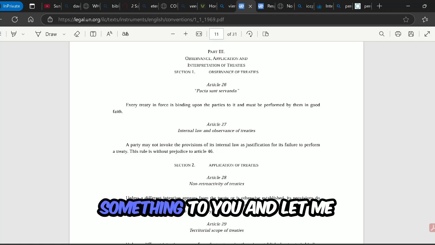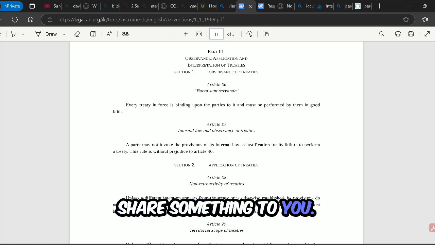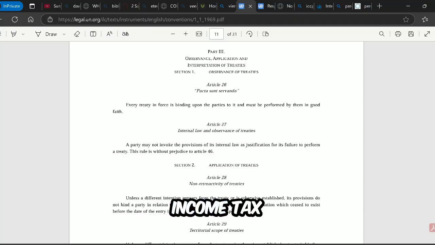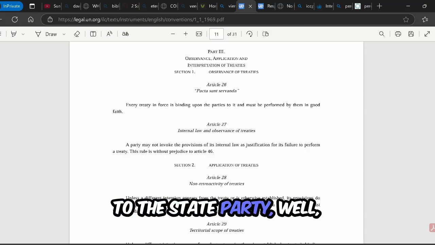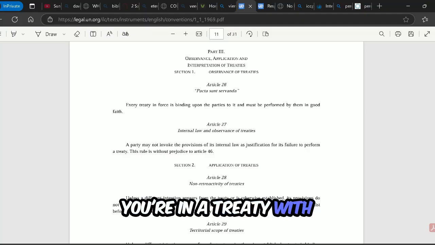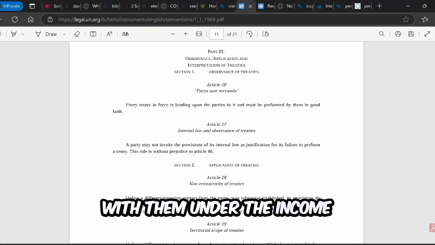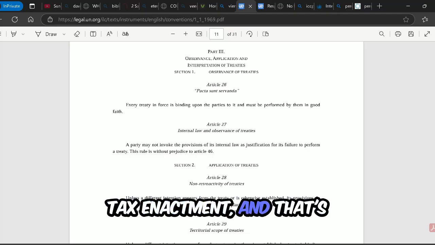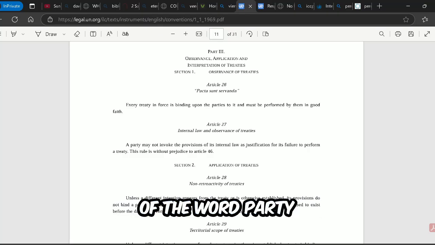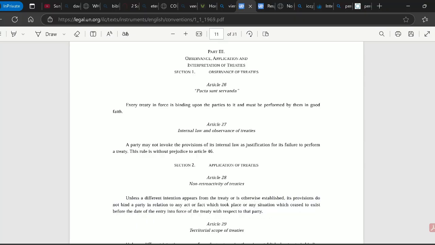Well, let me explain something to you. And let me share something to you. You know, when you're paying income tax to the state party, well, you're in a treaty with them. You're in a binding treaty with them under the income tax enactment. And that's why the definition of the word party has been changed here.